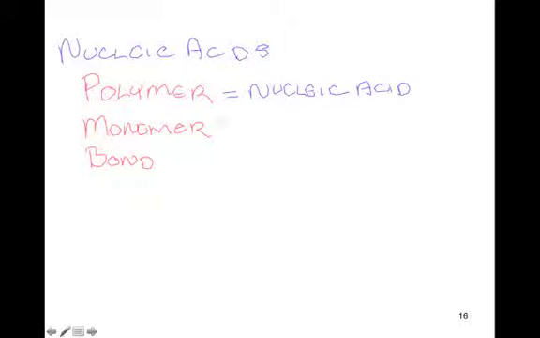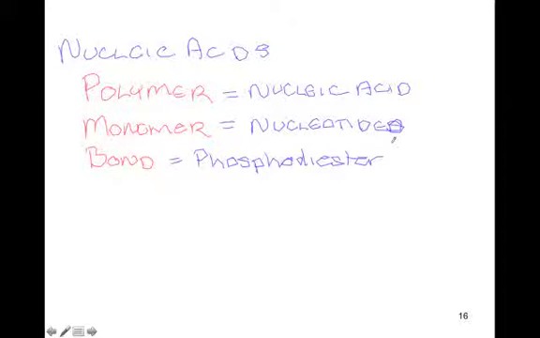Here we were considering nucleic acids. So the polymer of a nucleic acid is indeed a nucleic acid. What is the monomer of a nucleic acid? Monomers were nucleotides. And the nucleotides are held together by phosphodiester bonds. So the nucleotides are composed of three subunits. Do you remember what those subunits were called?